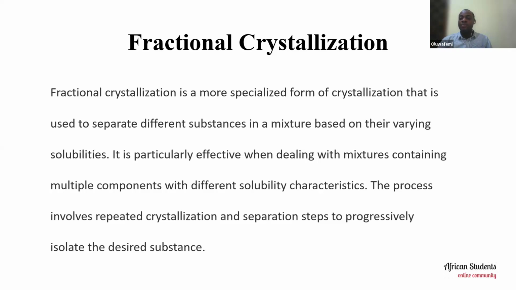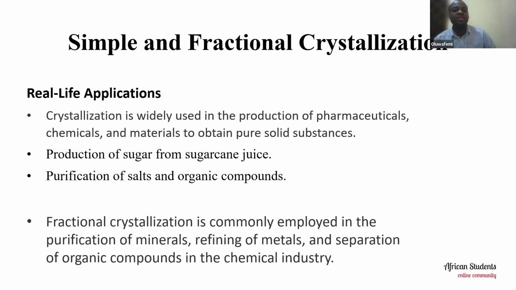Then the process involves repeated crystallization and separation steps to progressively isolate the desired substance. So for fractional crystallization, you're not just carrying out a one-off thing where you dissolve the solid, heat it, allow it to cool, and then you get it. But with this one, after you have allowed it to cool, you subject it to another round of crystallization again. You keep on going until you get the desired substance out. And it can be used for substances that have what? Multiple components. So that's the difference between simple crystallization and what? Fractional crystallization.